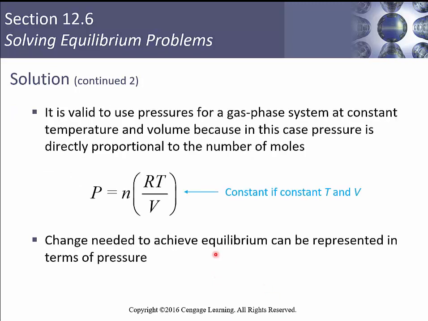So it is valid for us to use pressures for a gas phase system at a constant temperature and volume because in this case the pressure is directly proportional to the number of moles. So our pressure is proportional to the moles times RT over V, and that's going to be a constant if your temperature and volume are constant. The change needed to achieve equilibrium can be represented in terms of pressures.